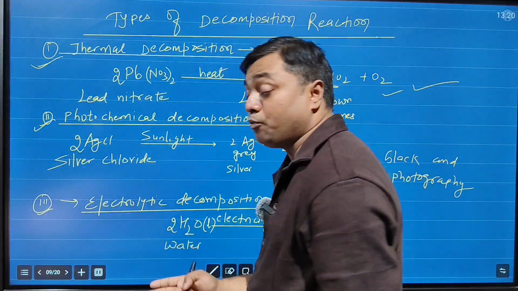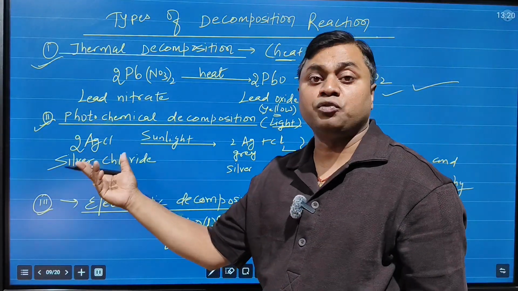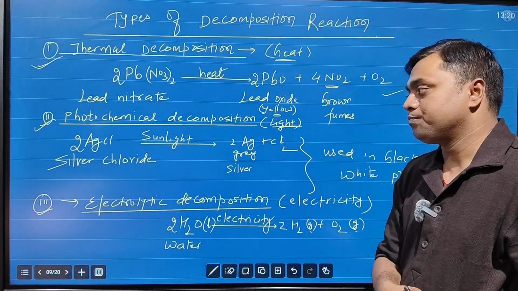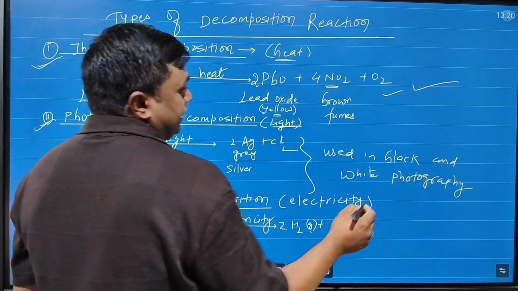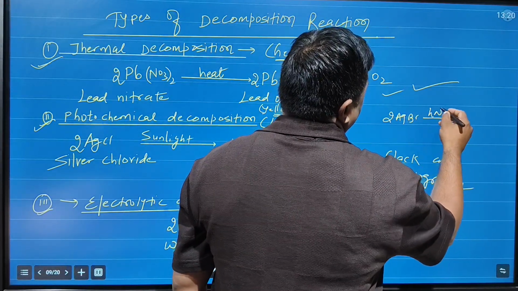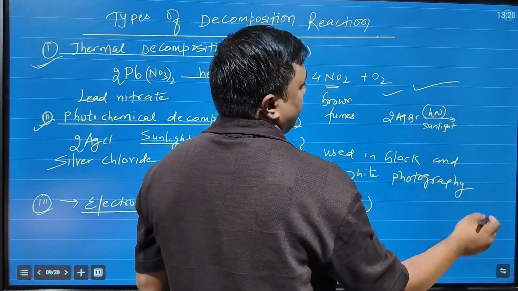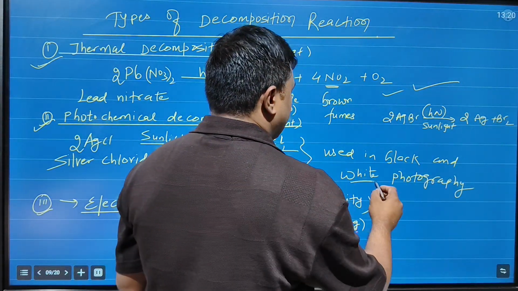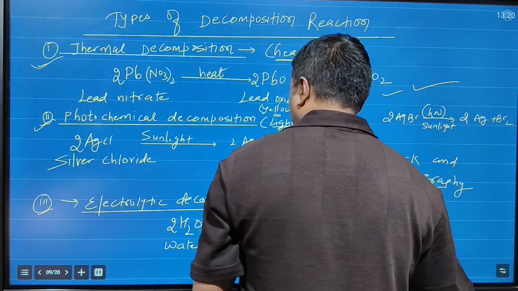Photochemical decomposition is a type of decomposition which takes place with the help of light. For example, decomposition of silver chloride, AgCl, in the presence of sunlight gives you what? 2Ag plus Cl2. Even decomposition of silver bromide, 2AgBr, in the presence of sunlight. Sunlight we can represent as h nu, or you can write sunlight. h nu is the energy of sunlight. It gives you 2Ag plus Br2. These two reactions are also used in black and white photography. Black and white photography, important questions.